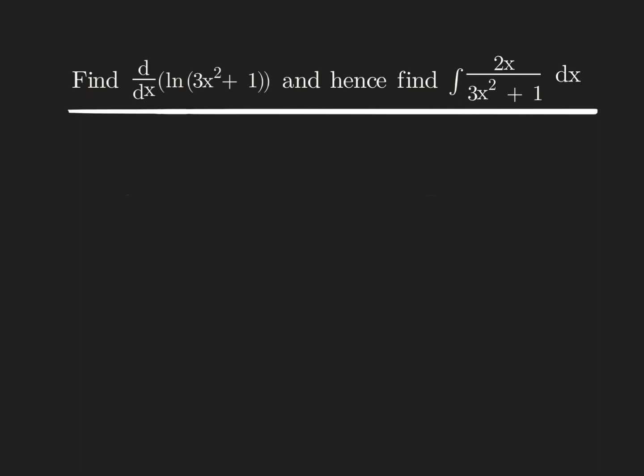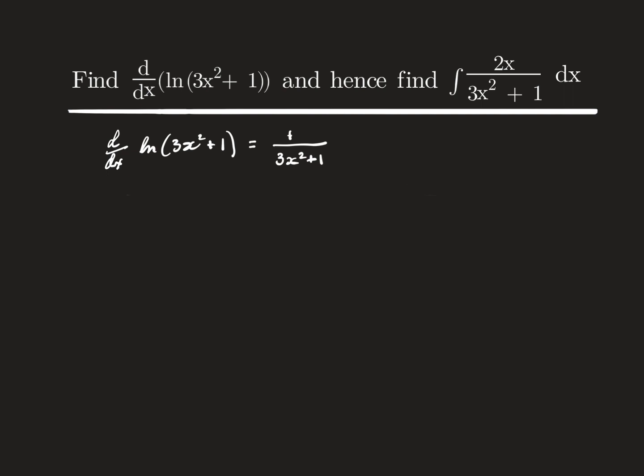In this question, we are encouraged to find the derivative of ln(3x² + 1). This should allow us to find the integral of this function here. We can start differentiating d/dx of ln(3x² + 1). And following the derivative of ln, we should get 1 over 3x² + 1.